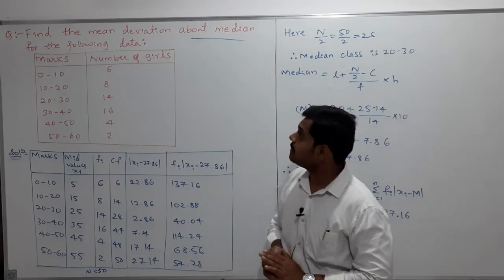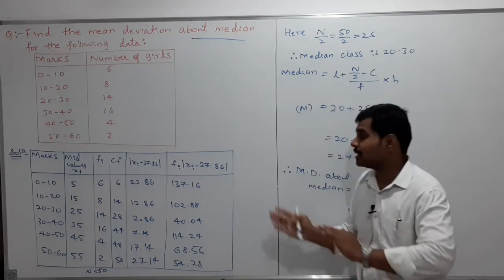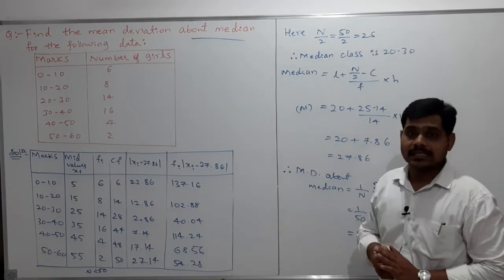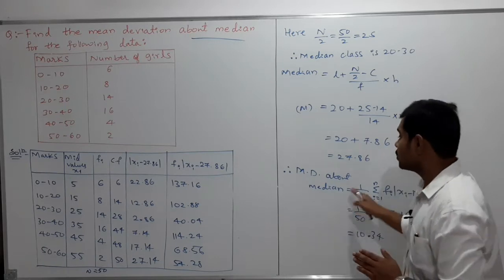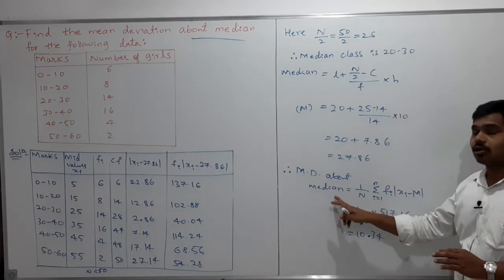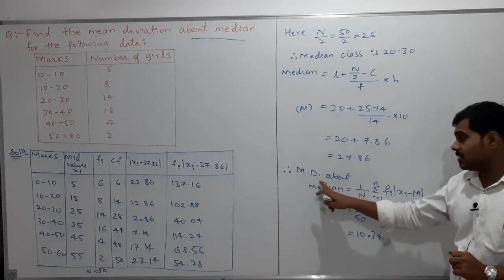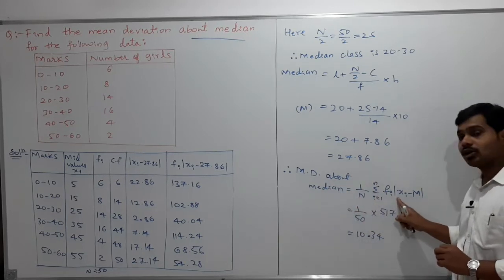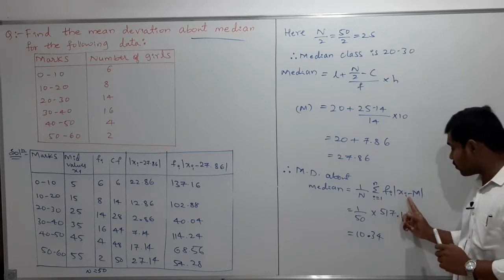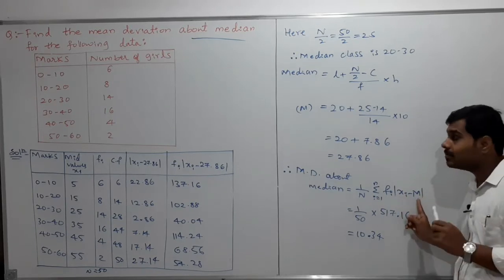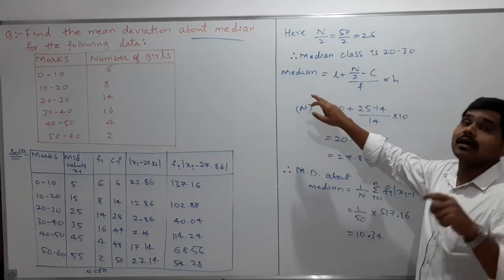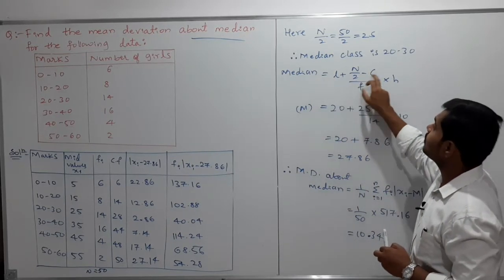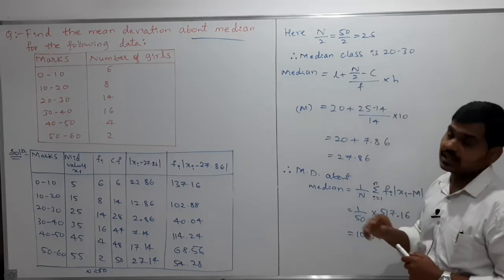To calculate the mean deviation about median, just before writing this question, I discussed the formula for the grouped data. What is the formula we have? Mean deviation about median is 1 divided by n into summation of fi modulus of xi minus m. Here m means the median. So what is the formula to calculate the median? The formula for the median is L plus (n by 2 minus c) divided by f into h.